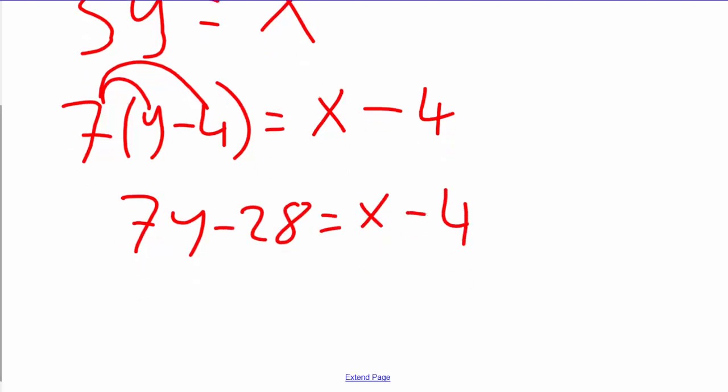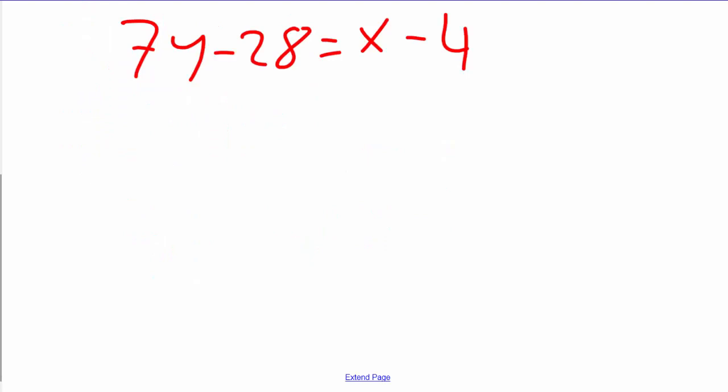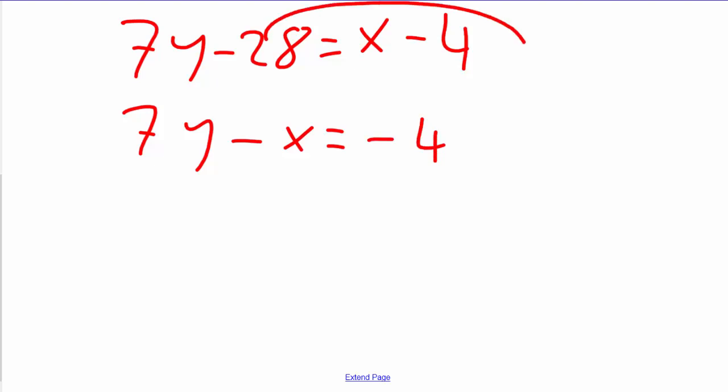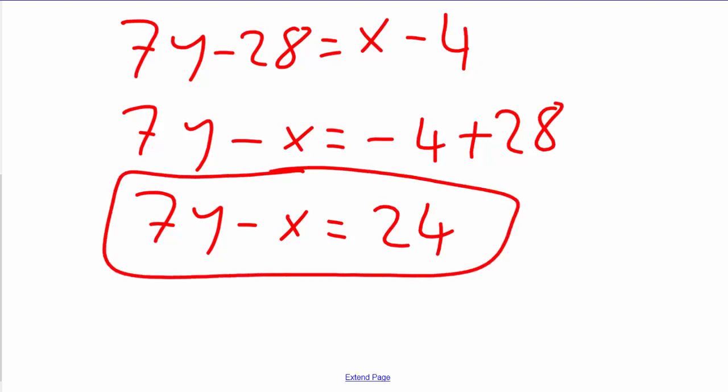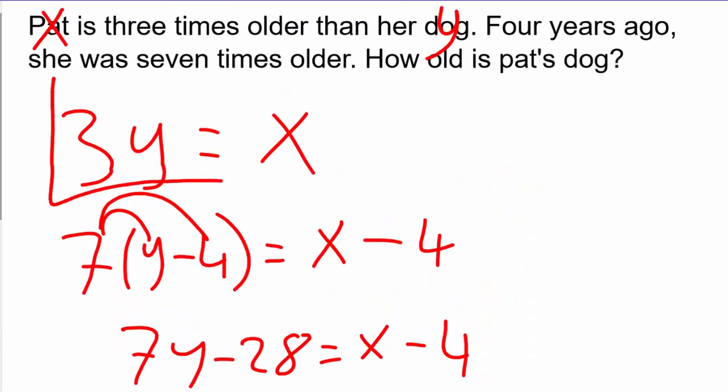Let's keep organizing. 7y minus x equals, I just moved this to the other side of the equation, and I did make sure I changed the sign. Keep negative 4 and move 28 to the other side, and make sure you change the sign to positive 28. 7y minus x equals 24. So this is my second equation. The one on top is my first equation.